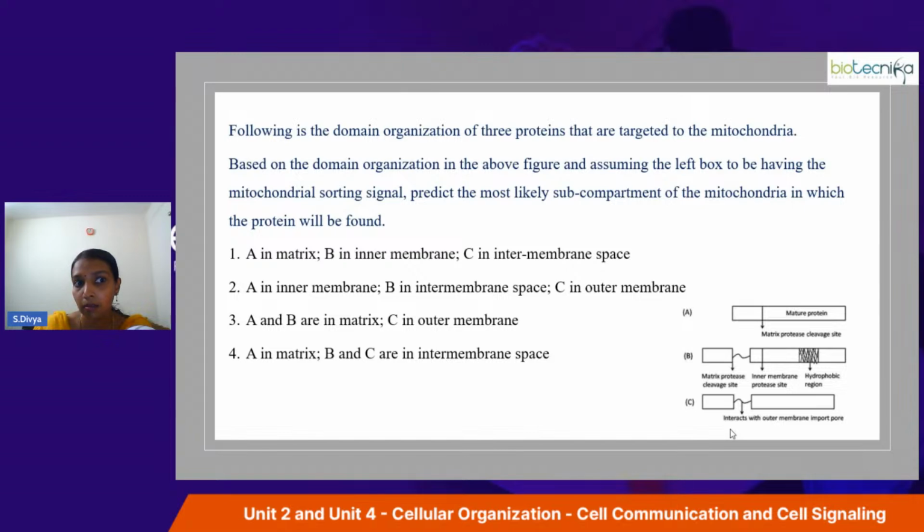The problem is that both unit 2 and unit 4 are equally lengthy units, and questions come very much from both of them. So it becomes practically difficult to cover them as a whole, but I'll try my level best to touch at least the important parts.